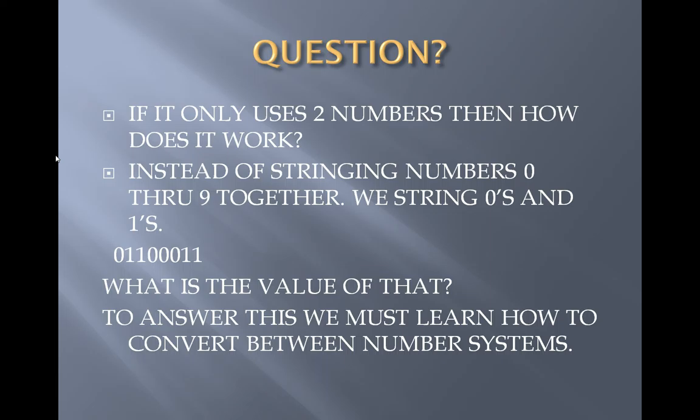So the question arises, if it only uses two numbers, then how does this number system work? That's what really threw me at first when I was thrown into binary: how does the whole number system work if it only uses zeros and ones? Well, instead of stringing numbers 0 through 9 together, we string zeros and ones. An example is this binary number here. True, I don't need the leading 0 here; I just threw it in for an example. But a binary number could be 0, 1, 1, 0, 0, 0, 1, 1.